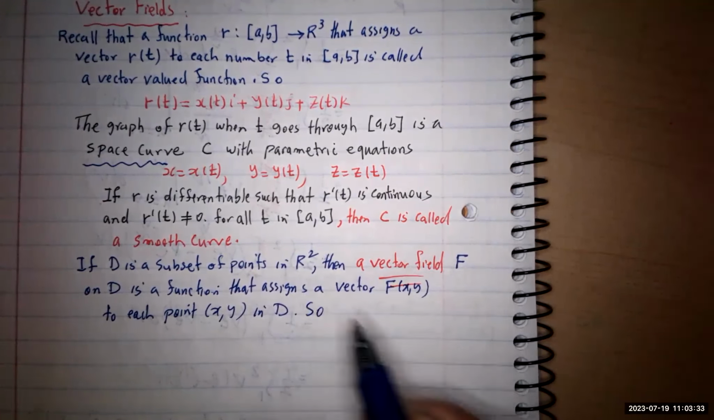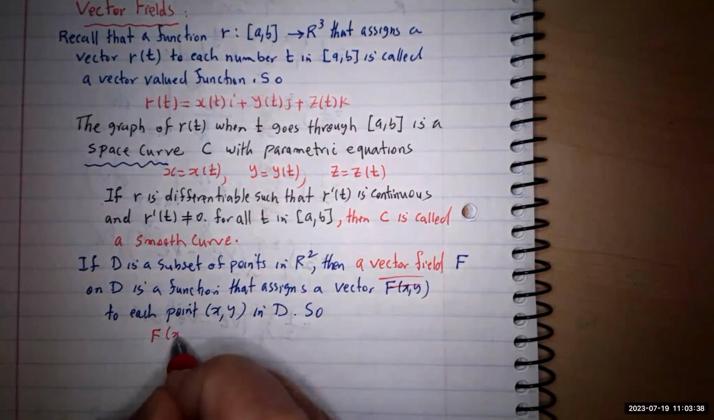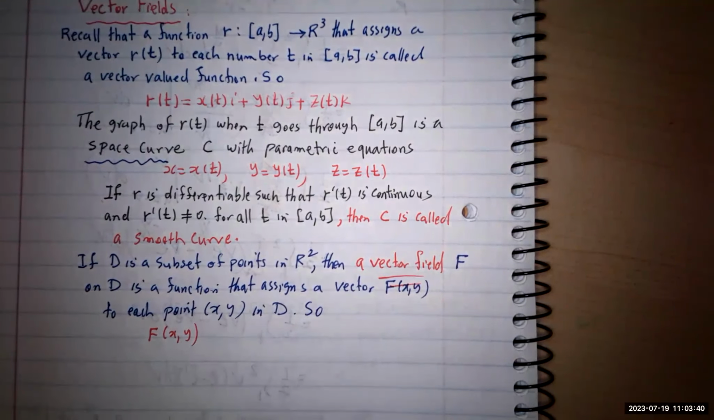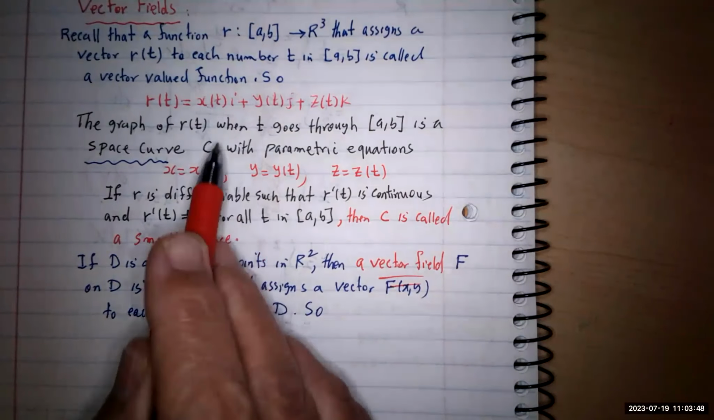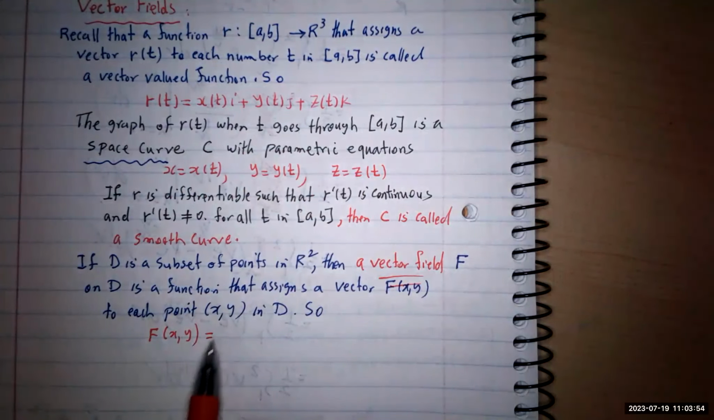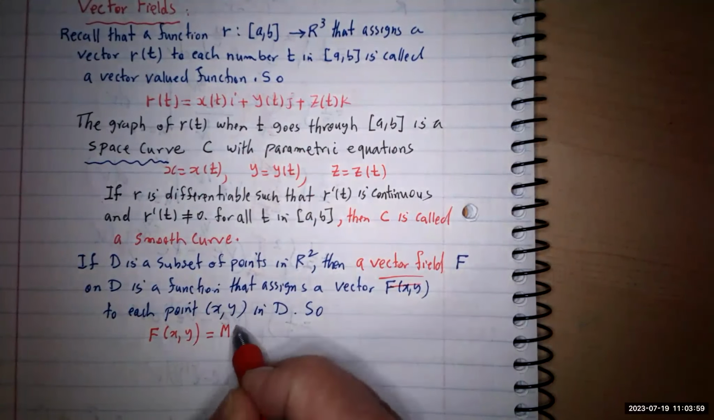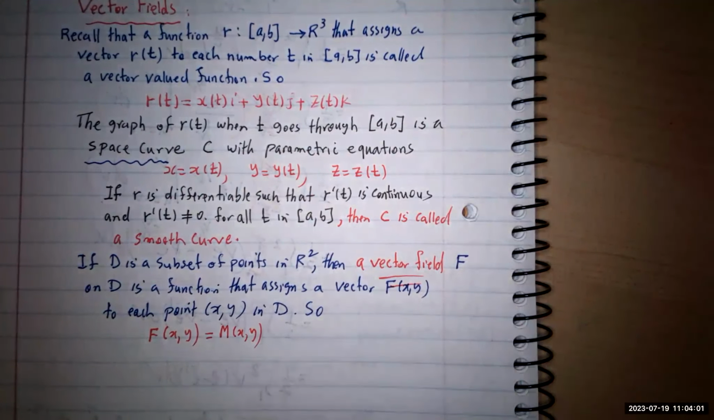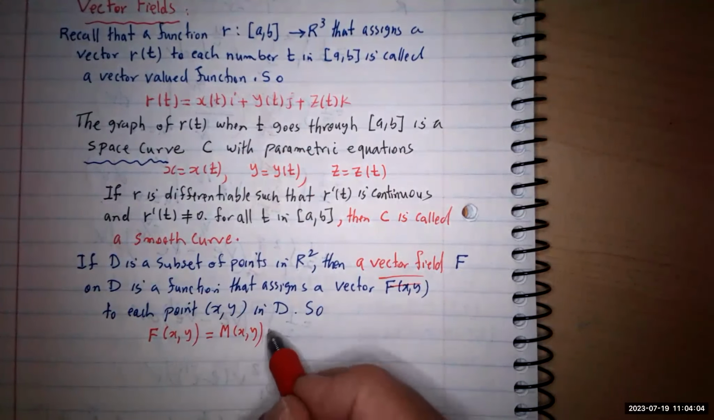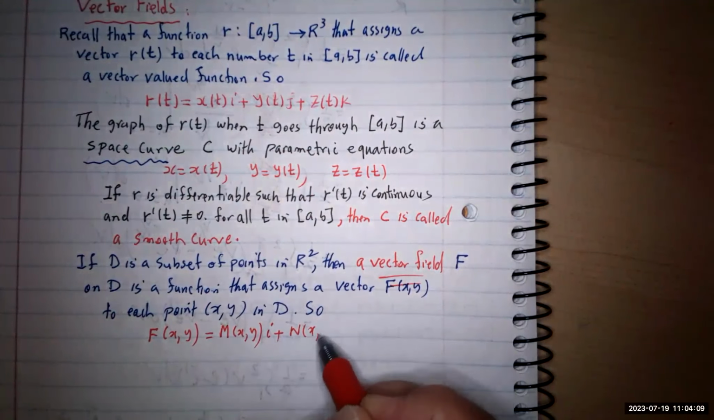Okay, so this is what you have now. This f of x comma y is going to be a vector in R2, of course, a vector function in R2. In the case of r of t, we get x of t, y of t, z of t. But in this case, each coefficient by itself is going to be a function. So we usually use this standard notation: m of x comma y, a function in x and y, times i, plus n of x comma y times j.